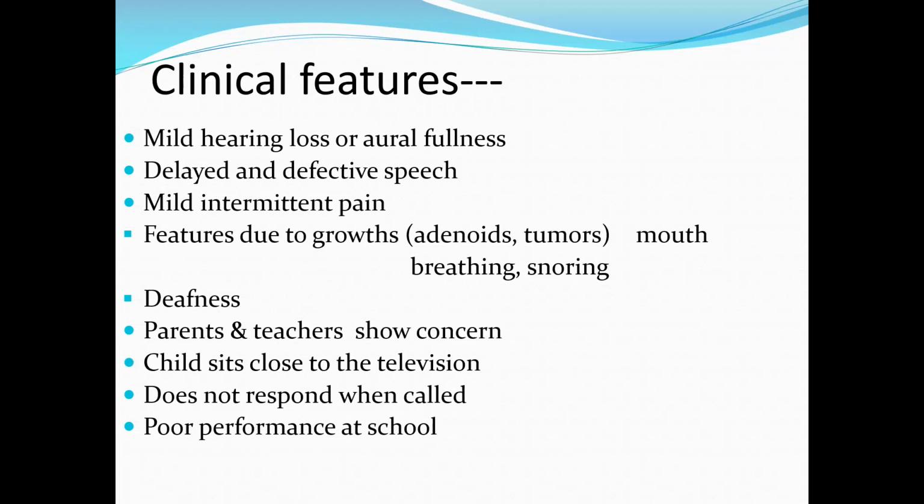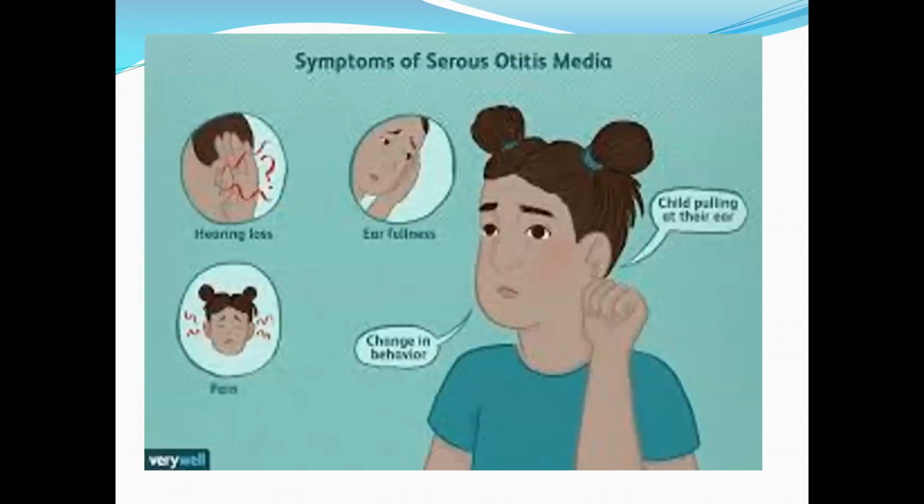The child will sit closer to the telephone, will increase the volume of the television. And because of deafness, he will not listen to his parents and teachers. So parents and teachers will show more concern. Then there will be associated symptoms of the disease that is causing eustachian tube obstruction. If there is tonsillitis, there will be odynophagia, rhinosinusitis, postnasal drip, and clinical features of allergy like sneezing, itching, rhinorrhea.